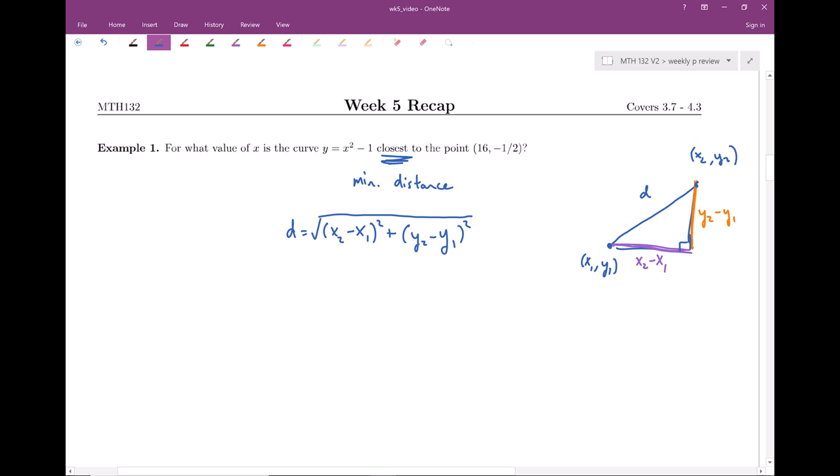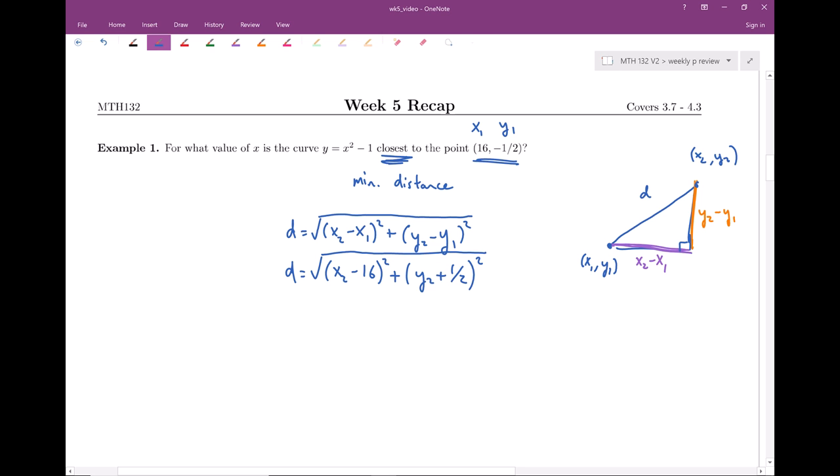Now there's a lot of variables here, x2, x1, y2, y1, and so we need to restrict this down a little bit. Ideally we're doing single variable calculus, so hopefully I get something with just x's in it. First of all, it looks like one of our points is fixed. So I have a point here, and I'm going to call this x1, y1. So this would be x2 minus 16 squared plus y2 minus, well, a negative, so plus 1/2 squared, all under my square root.